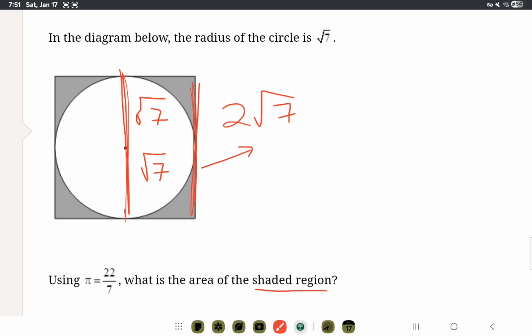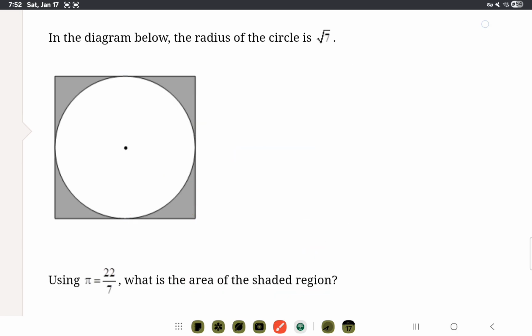Now we're talking about a surface area, because we're talking about area. So what is the area of the square? Side squared. So this squared, you're going to get 28. So 28 is the whole thing. We're going to subtract the area of our circle. So it's pi times radical 7 squared.